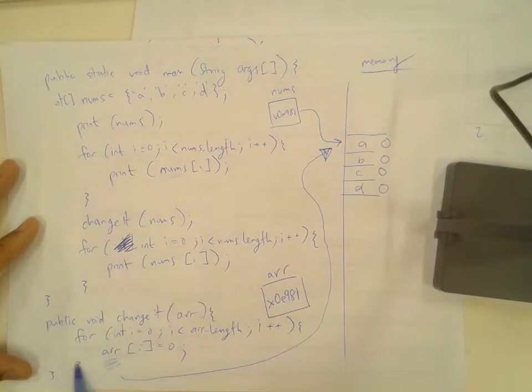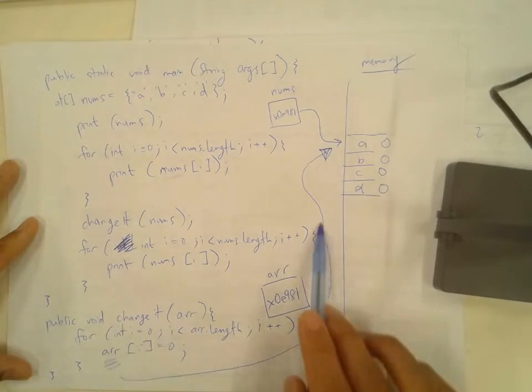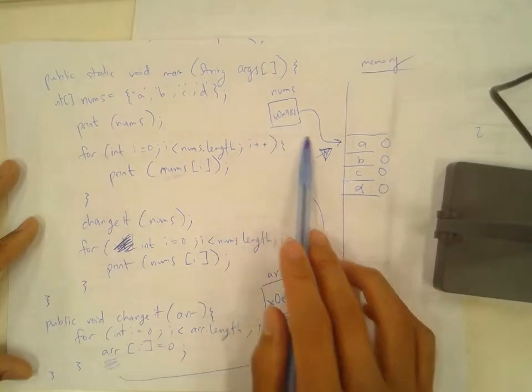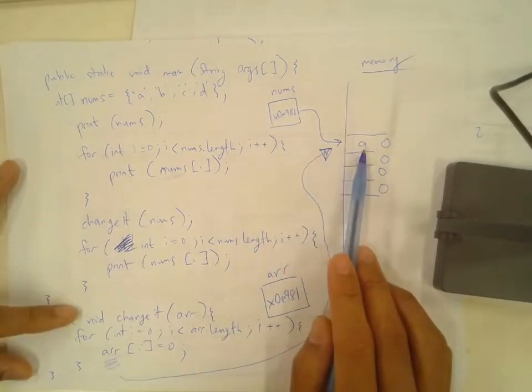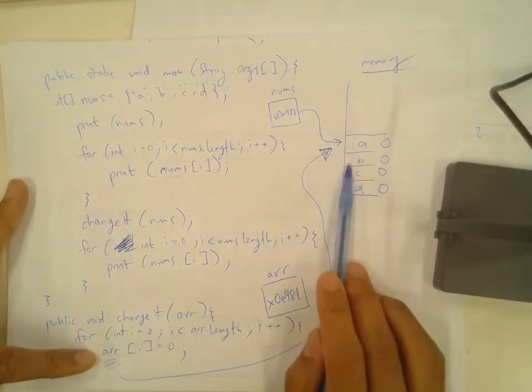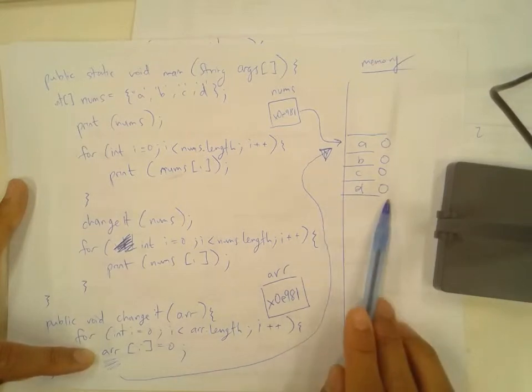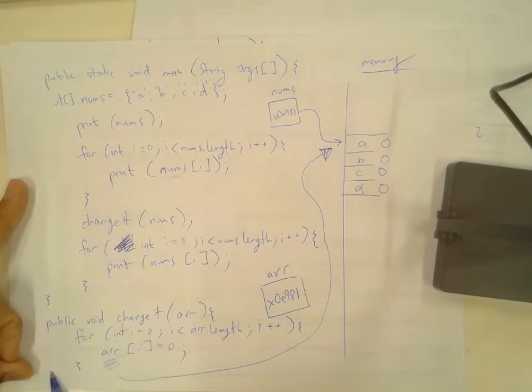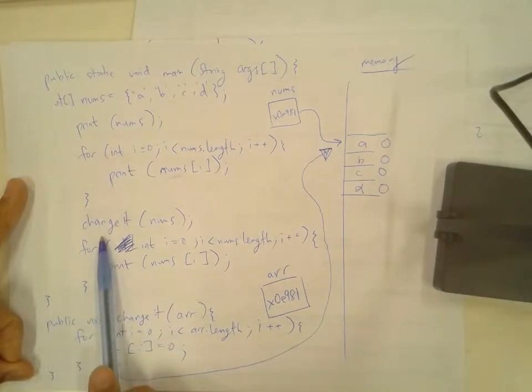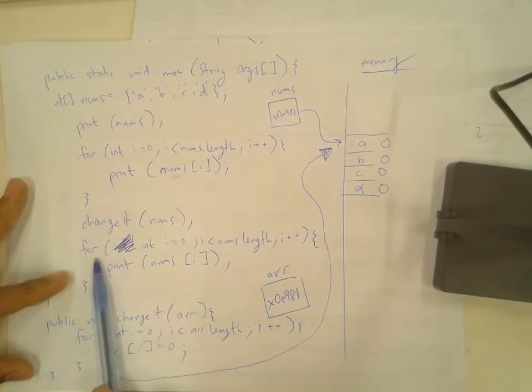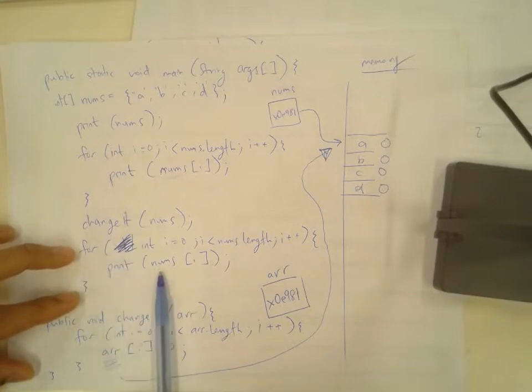Now when we for loop through and we set arg sub i equal to 0, we are first going to go to arg, which is the memory location here, which is the same memory location that nums is pointing to, and we're going to set sub 0 equal to 0, sub 1 equal to 0, sub 2 equal to 0, sub 3 equal to 0, and then since this function is void, it's going to come back here to main, returning nothing, and then we're going to for loop through nums, printing out num sub 0, 1, 2, 3.